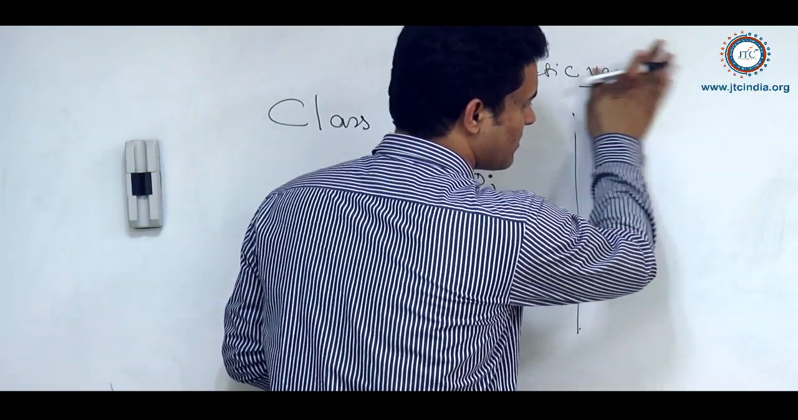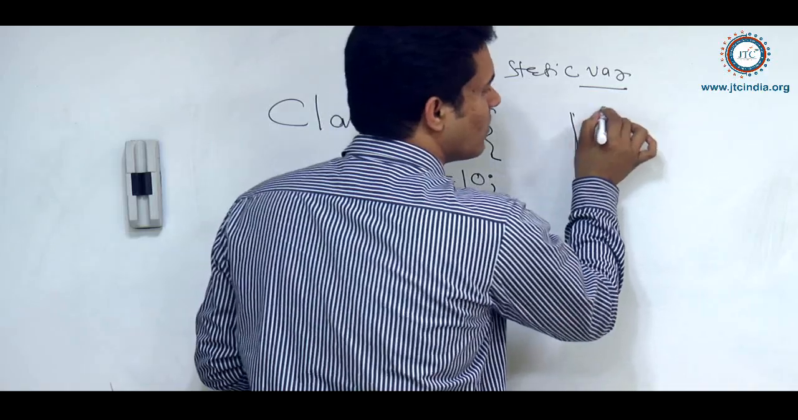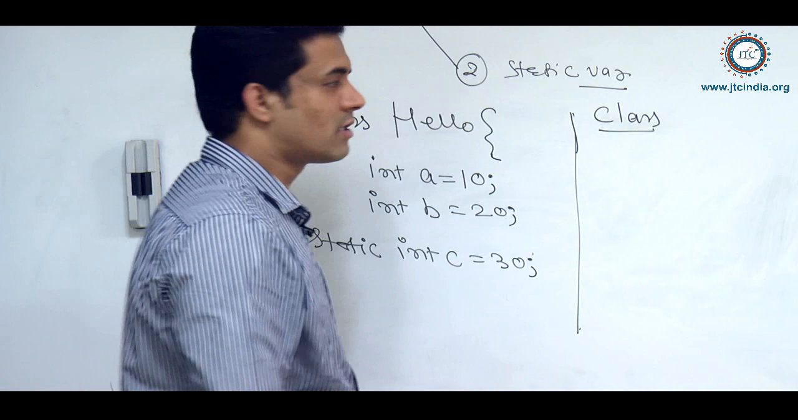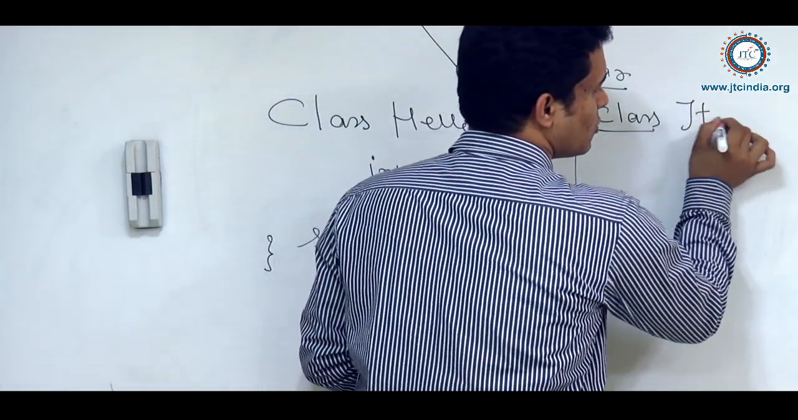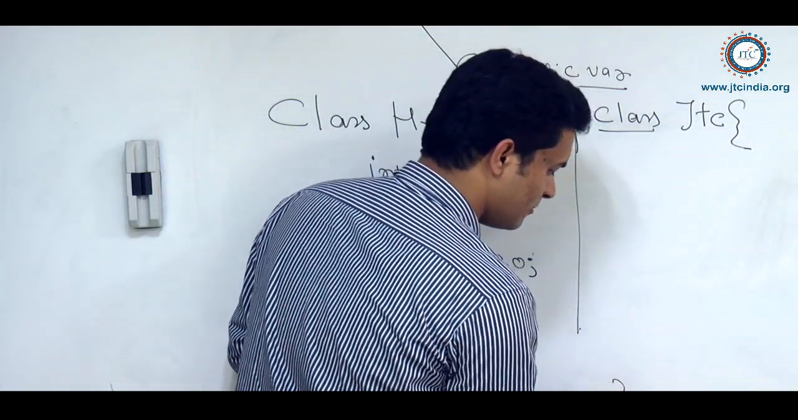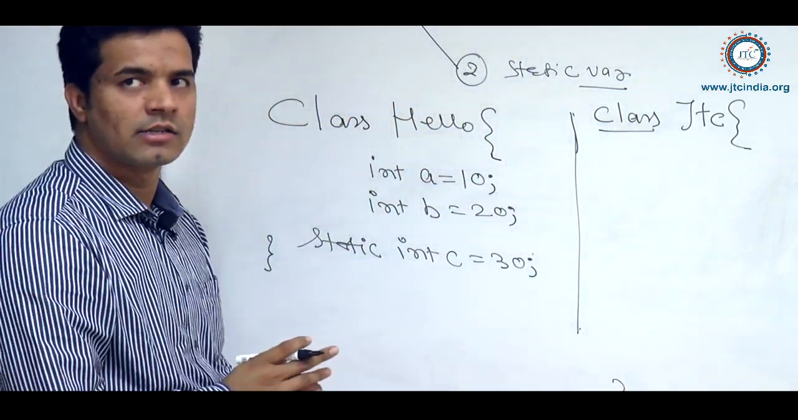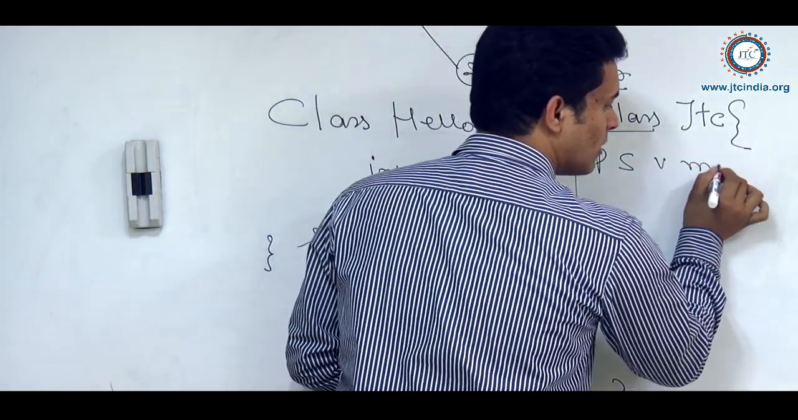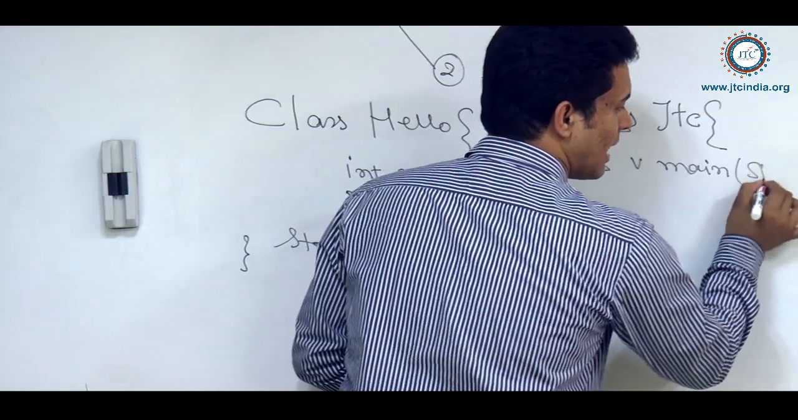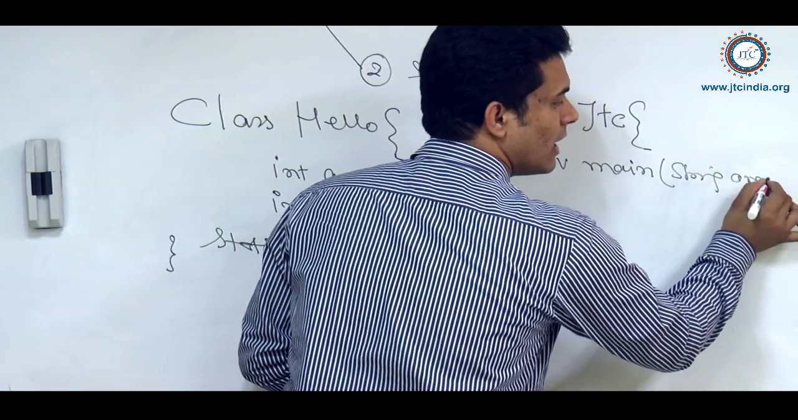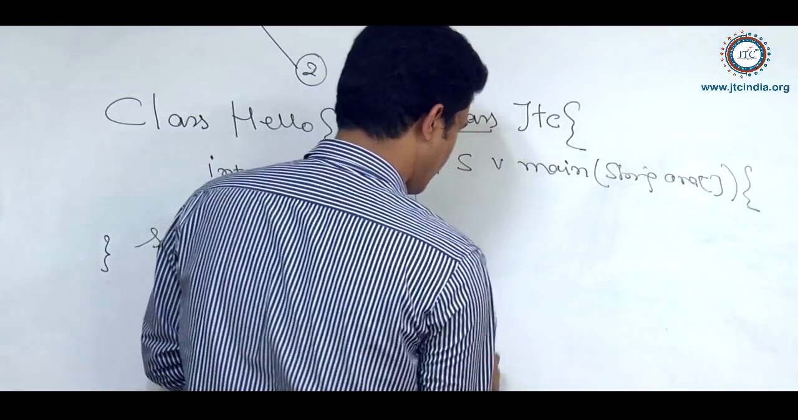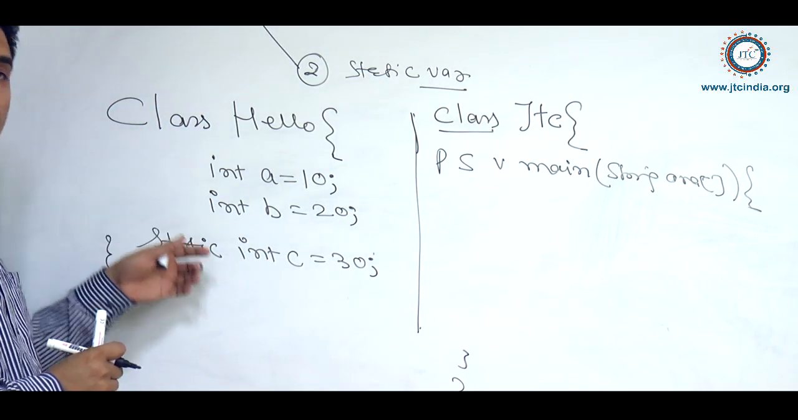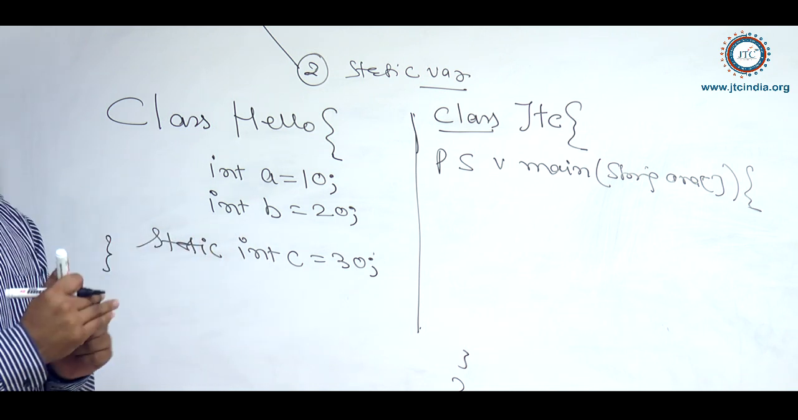So first of all, suppose we are writing another class. Suppose I am writing a JTC class, and inside this class I am writing public static void main method, and inside that the String args. Done. See, I am just talking about accessing a static variable and an instance variable outside the class, how we could access it.